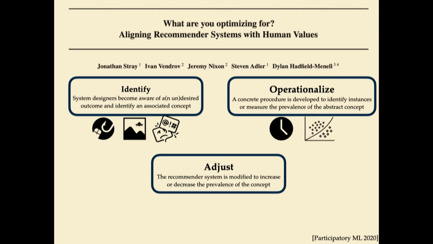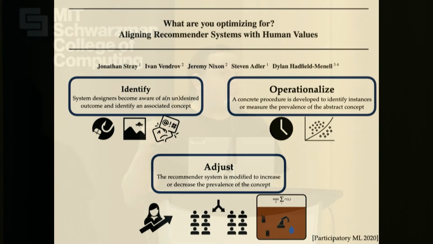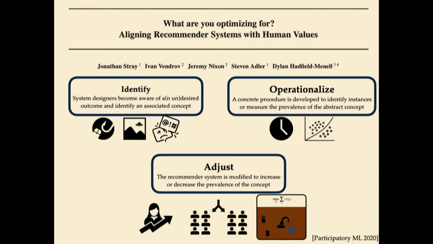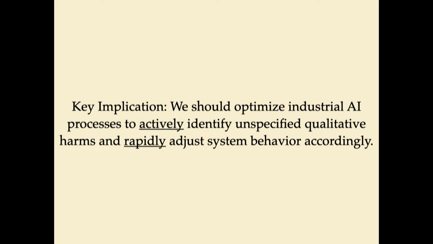And then finally, you adjust the system. So you identify the problem, you come up with a way to measure the problem, and then you adjust your system accordingly. In a lot of cases, what it really takes to make this process work well and to prevent dysfunction in an optimization system is that you run this loop more and more efficiently. The faster you can iterate on finding problems, measuring them, and then adjusting your system in response, the better your optimization system will be. So the key implication for AI is that we should be optimizing industrial AI processes to rapidly identify unspecified qualitative harms or problems with them, and then rapidly adjust system behavior accordingly.